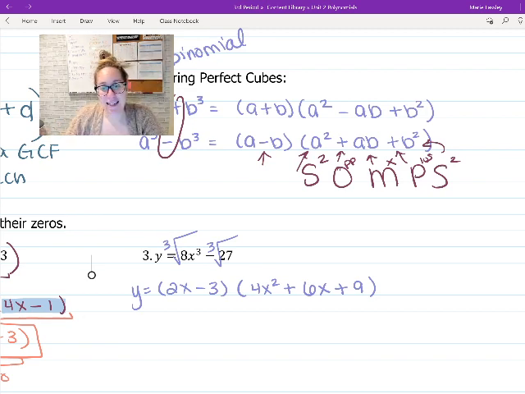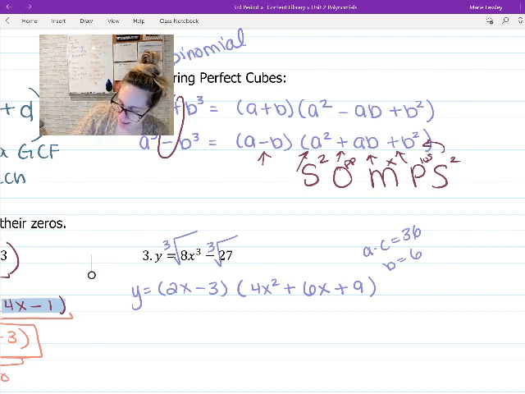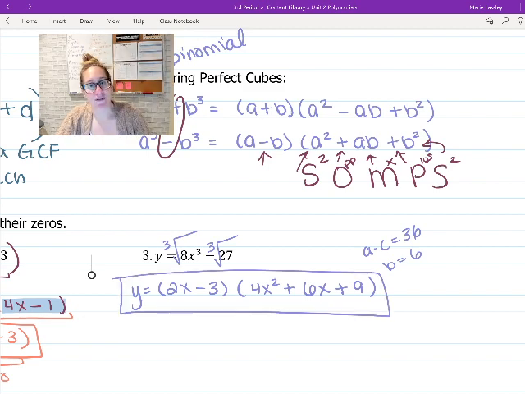All right, but it is only a quick check. You would need to do A times C, so 4 times 9, which is 36, and then B, which is 6. So you're looking for two numbers that multiply to 36 and add to 6. Guess what? They don't exist. It doesn't factor. Okay, so that would mean this is now in fully factored form.